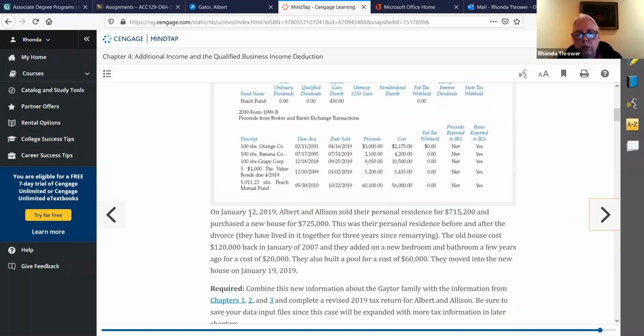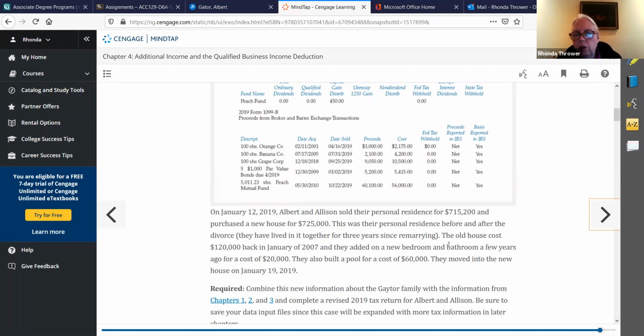Then in the rest of this problem, it says on January 12, 2019, Albert and Allison sold their personal residence for $715,200, and they purchased a new house for $725,000. This was their personal residence before and after the divorce. Remember, they got divorced and then they got remarried again. They have lived in it 3 years since remarrying.